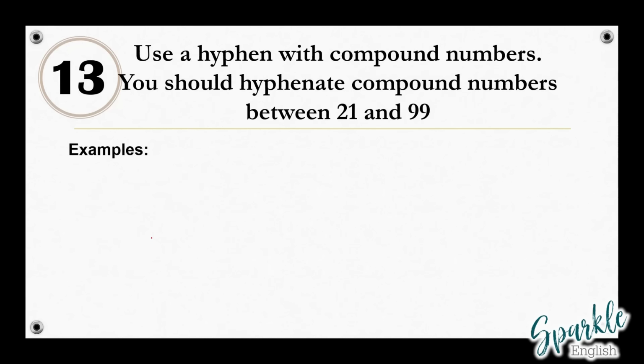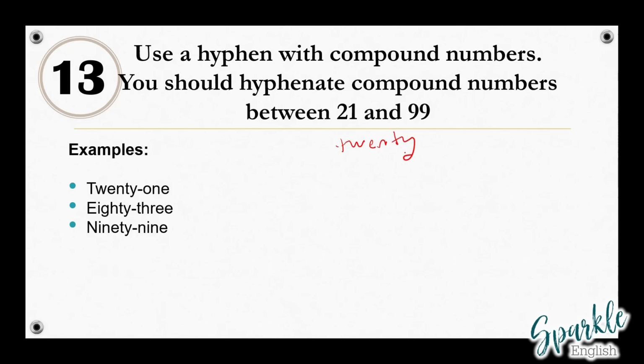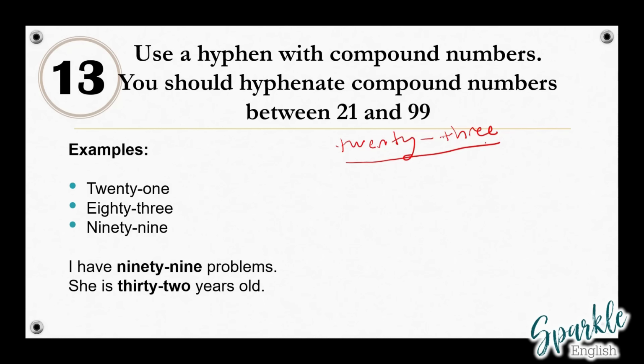And rule 13, use a hyphen with compound numbers. You should hyphenate compound numbers between 21 and 99. Examples: 21, 83, 99. Of course, you would not hyphenate 20 because it's just a word all by itself. But if you want to say 23, then you would hyphenate 20 and 3 to make a compound number. So in a sentence example, I have 99 problems. She is 32 years old.